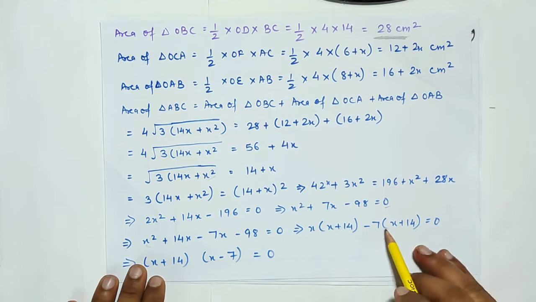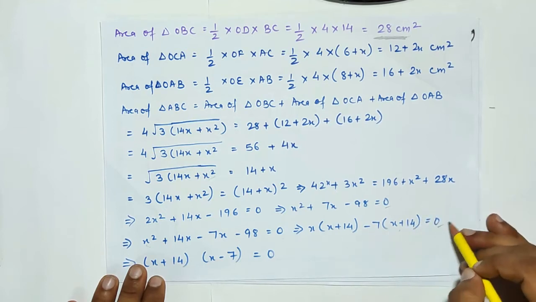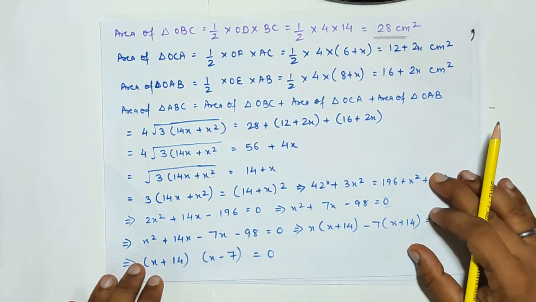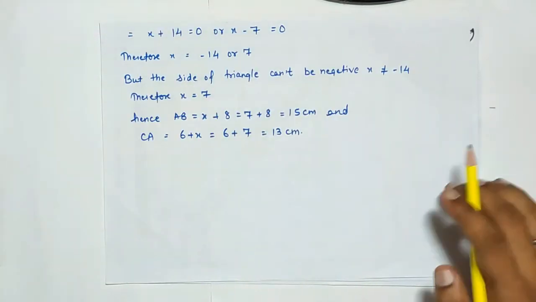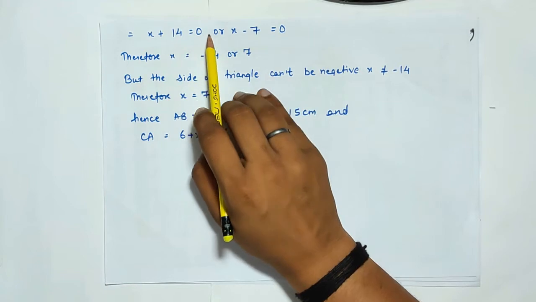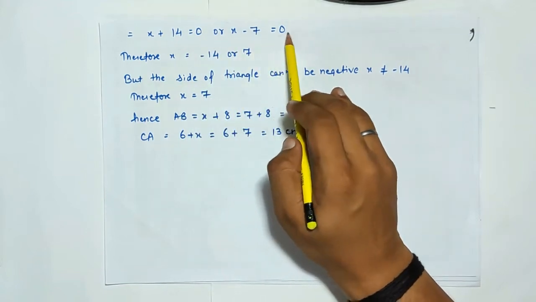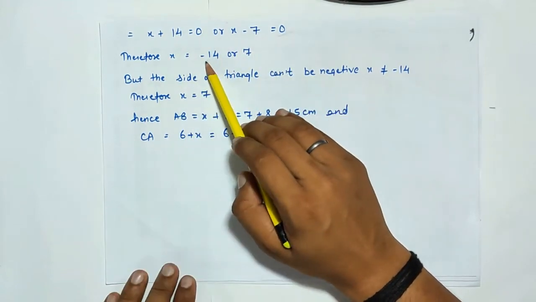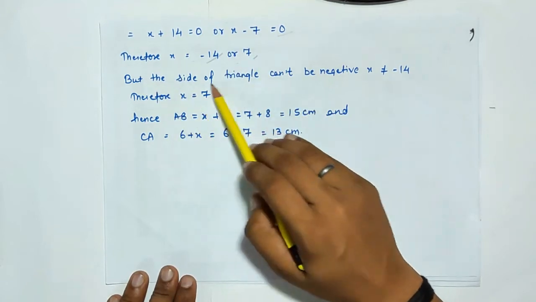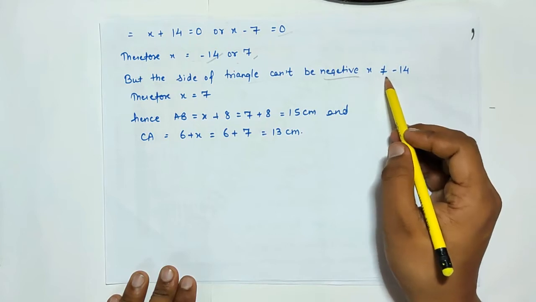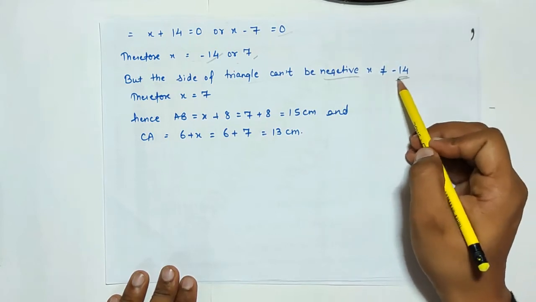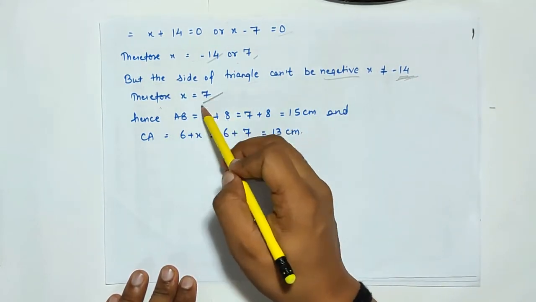X into (x plus 14) minus 7 (x plus 14) is 0. (X plus 14)(x minus 7) is equal to 0. Now x plus 14 is 0 or x minus 7 is 0. Therefore x is minus 14 or 7. But the side of a triangle can't be negative, so x is not equal to minus 14.